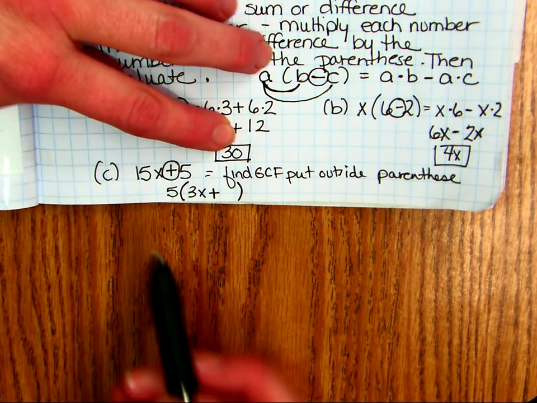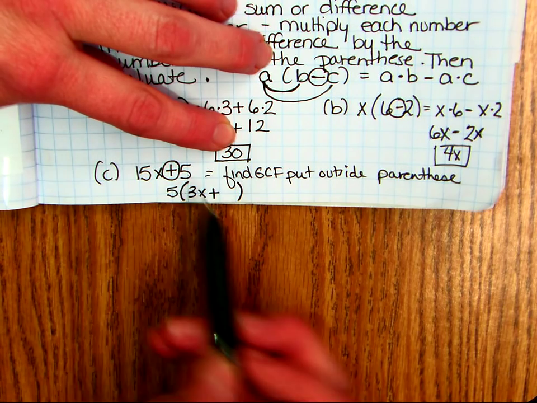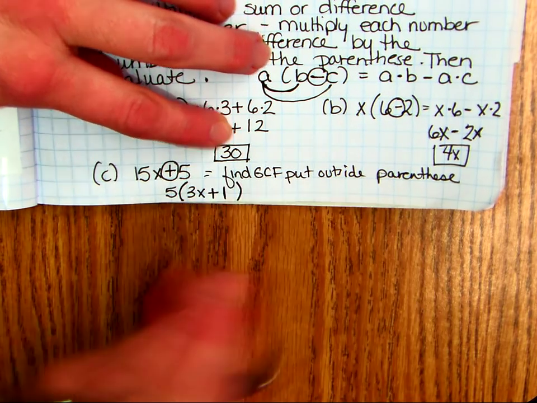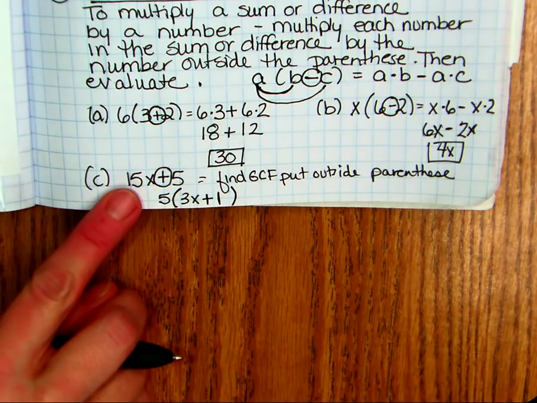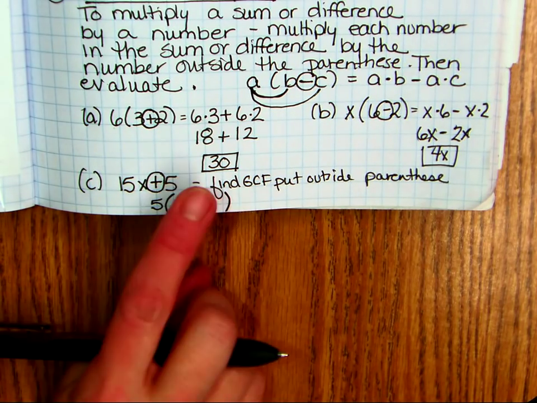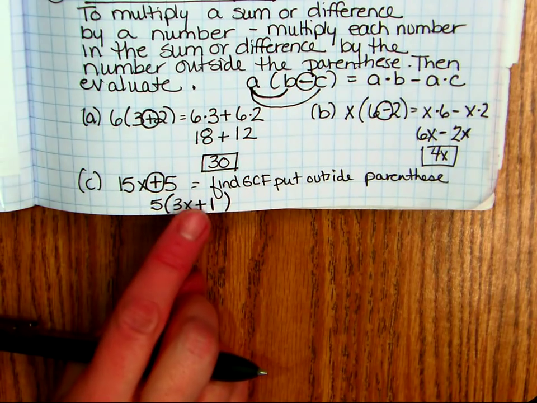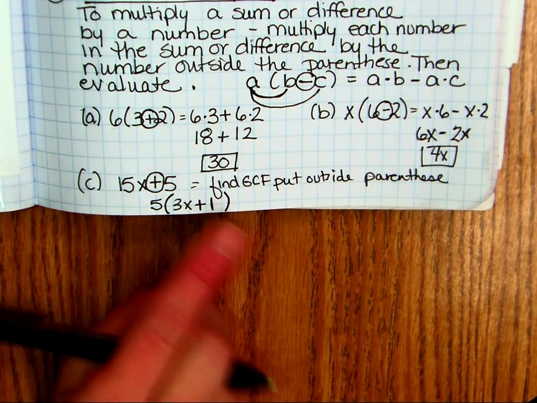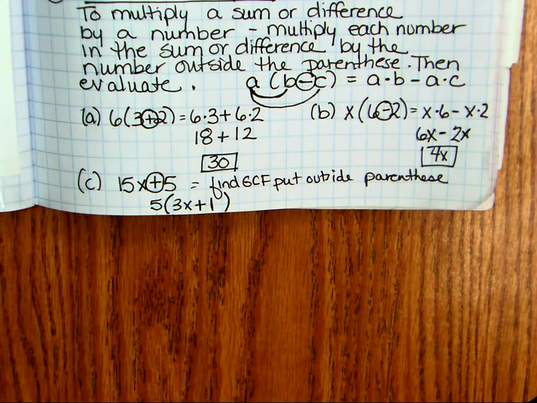Okay, now how many times does 5 go into your next factor? 1. This is equivalent to this. Let's see if we were to rainbow it out, or if we were to expand it out, would we get it? So 5 times 3x would be 15x, plus 5 times 1 would be 5. Would it be equivalent? Yeah.